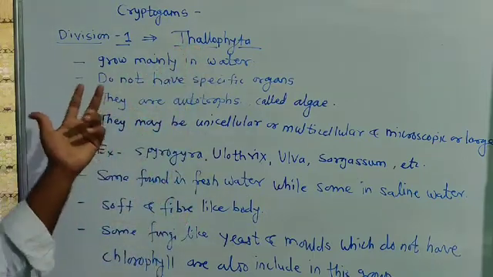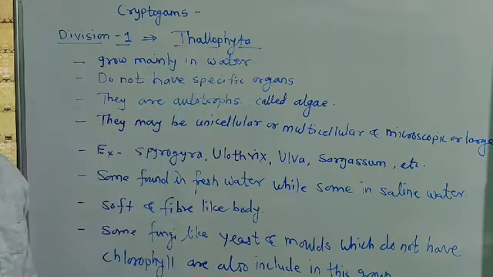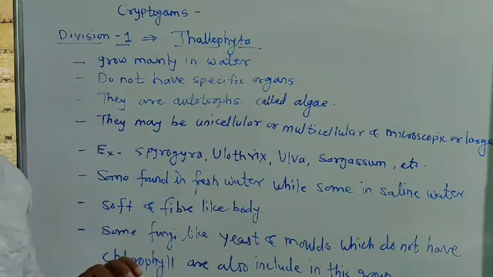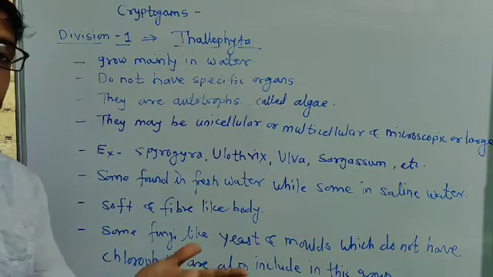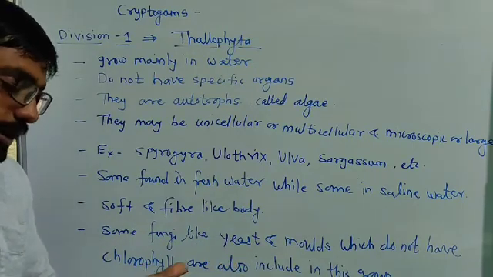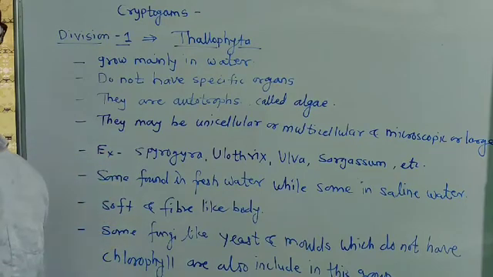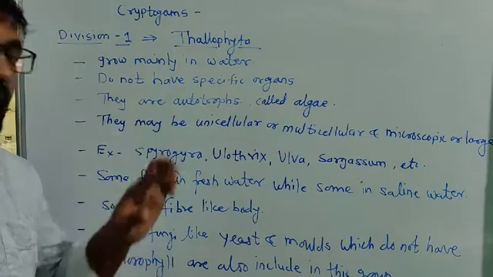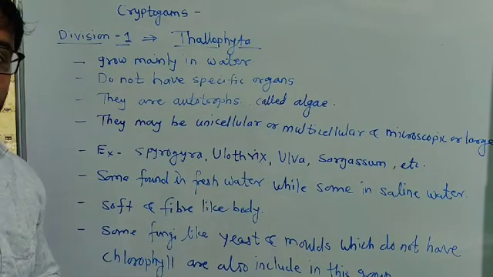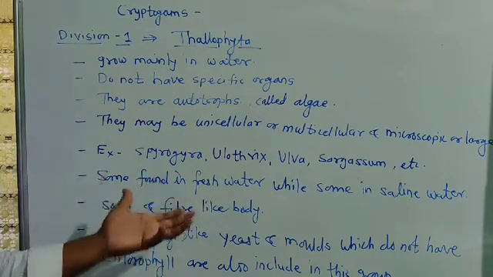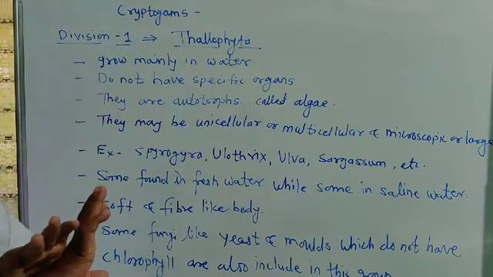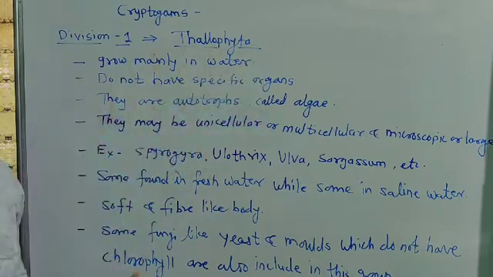Then, they do not have specific organs. If you take some water from a pond, put it on a slide, place a cover slip on it and observe it under a microscope, you will find some green fibers there. Those are nothing but plants from the division Thallophyta.